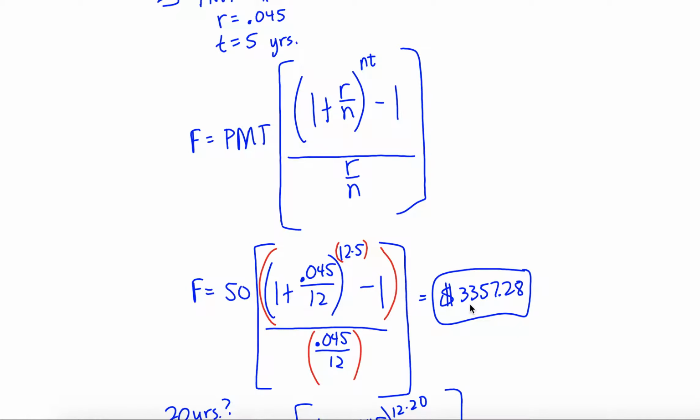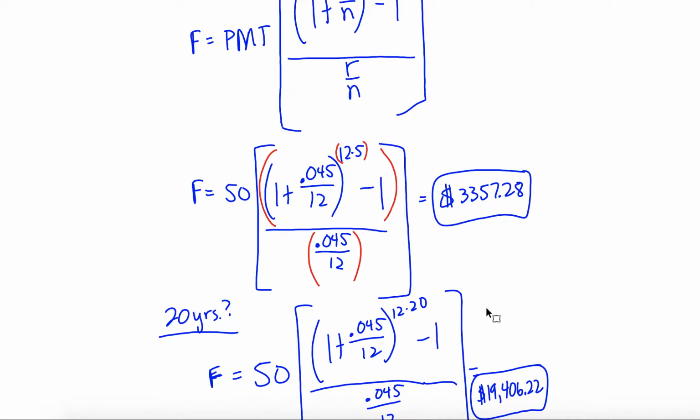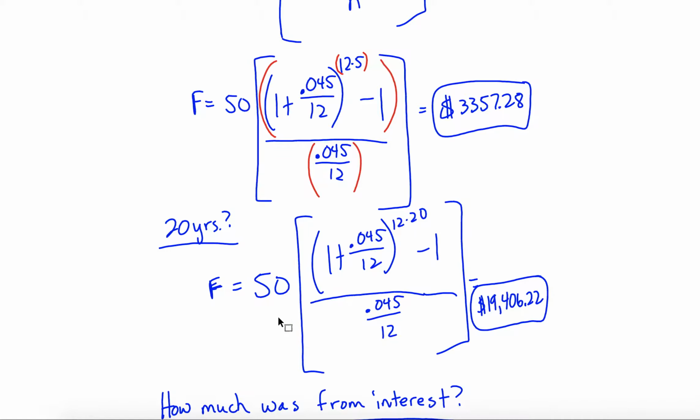Notice you have, after 5 years, $3,357.28. So it didn't seem like very much that you were saving every month, but it does amount to an awful lot of money. If you went for 20 years, again, we're going to change the 5 to 20, but everything else stays the same. Make sure you put all these parentheses in that we had before. And now after 20 years, you're going to have $19,000.